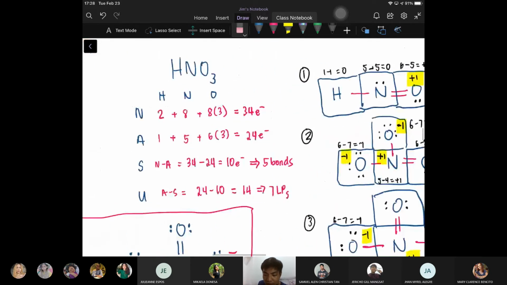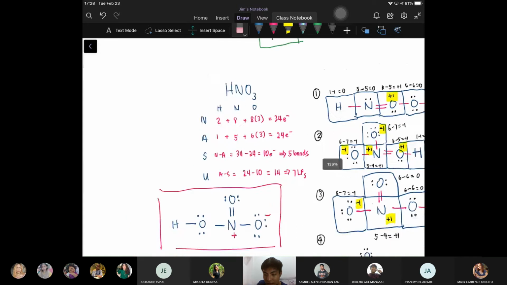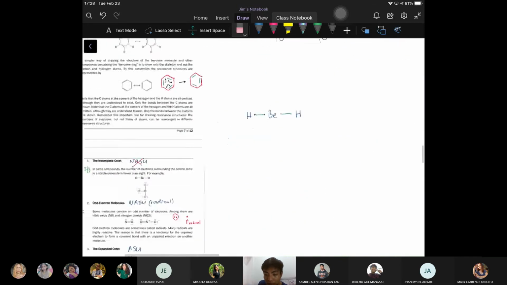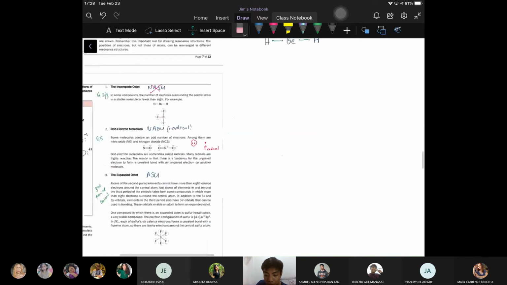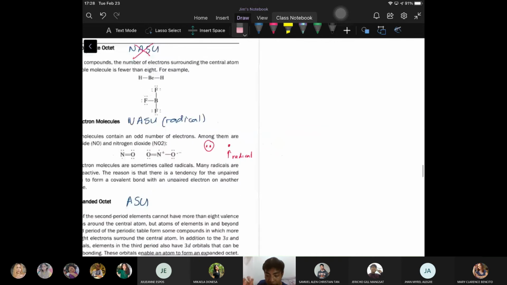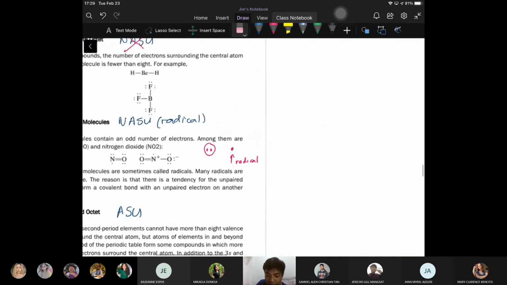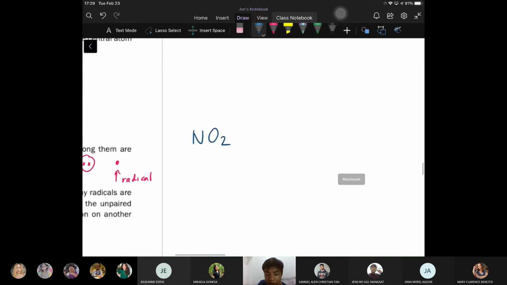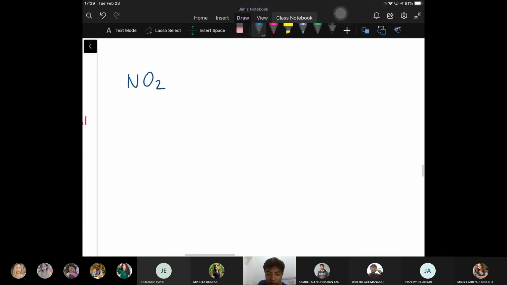For example, ito sir, may nitrogen naman. Parang wala ka naman sinabi about radicals. Wala talaga. Bakit? Kasi ganito. Malalaman mo lang yan kapag radical yan when you solve for the Naso rule. So, gawin natin. Bigyan ko kayo example, itong NO2. Nitrogen dioxide, which is a radical that is present in the air, it causes acid rain. Isa yan sa mga greenhouse gases, and cause ng acid rain.